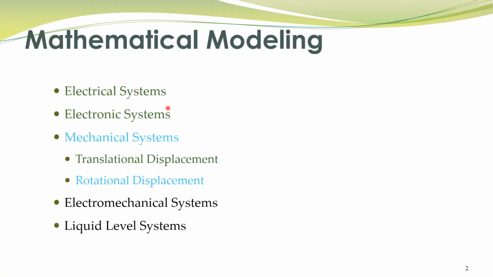We have already revisited our understanding about mathematical modeling of electrical systems and electronic systems. For mechanical systems, there are two types of displacements: translational displacement and rotational displacement. In the last lecture, we talked about mathematical modeling of mechanical systems with translational displacement, and in today's lecture, we shall discuss mathematical modeling of mechanical systems with rotational displacement.